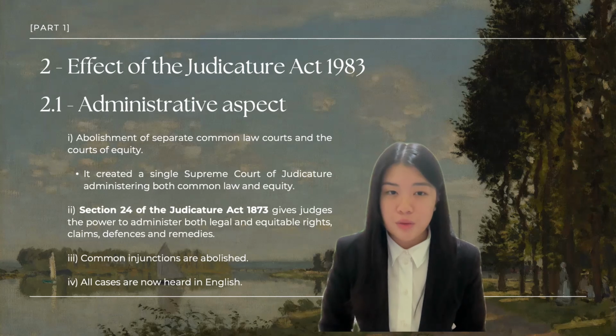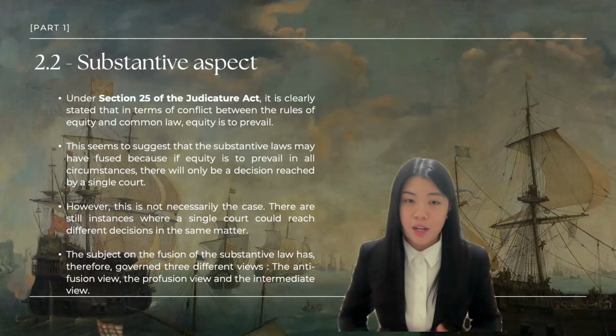Furthermore, Section 24 of the Judicature Act gives judges the power to administer both legal and equitable rights, claims, defenses, and remedies. Most importantly, common injunctions are now abolished, and all cases are now heard in English. All these changes are clear evidence that the Judicature Act has fused the administration of the common law court and the Chancery Court. But what about the substantive aspect?